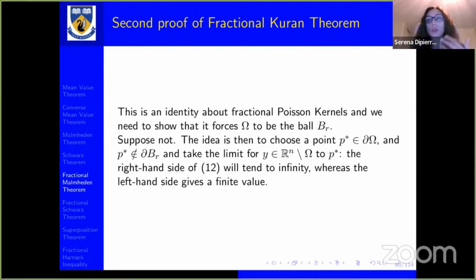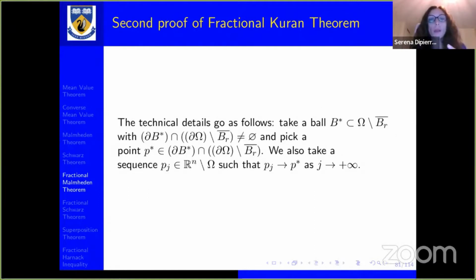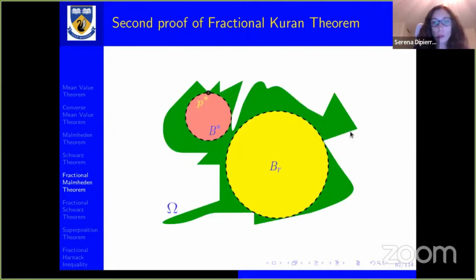But what if omega is not smooth? Well, we have to somehow do some kind of approximation, so smooth the domain out and smooth our equations out so that we can essentially play this game. So the technical details go as follows. I will take a ball. I have a picture here, so maybe it's easier.